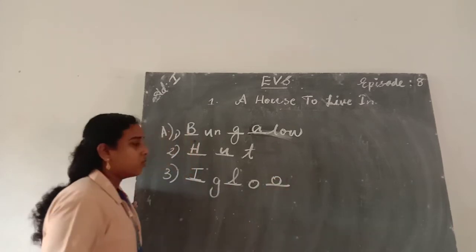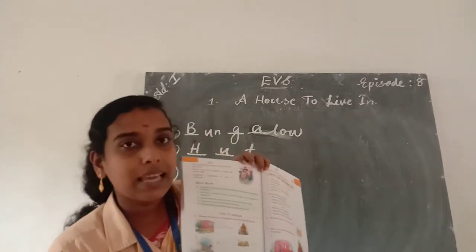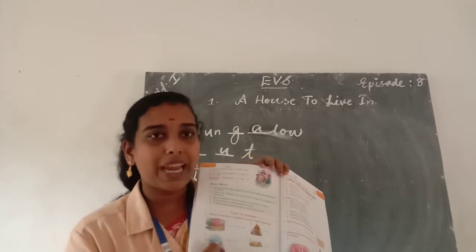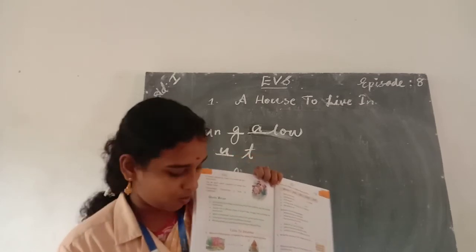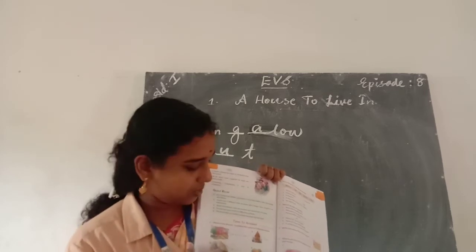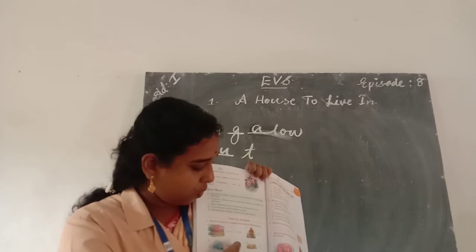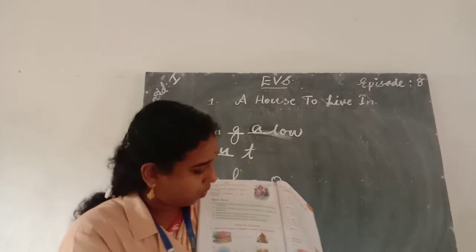I-G-L-O. Igloo. So here is the picture. This is an igloo. The house made with ice blocks is called an igloo. It is found in very cold places. Okay, so I-G-L-O, igloo. And next one, fourth one.